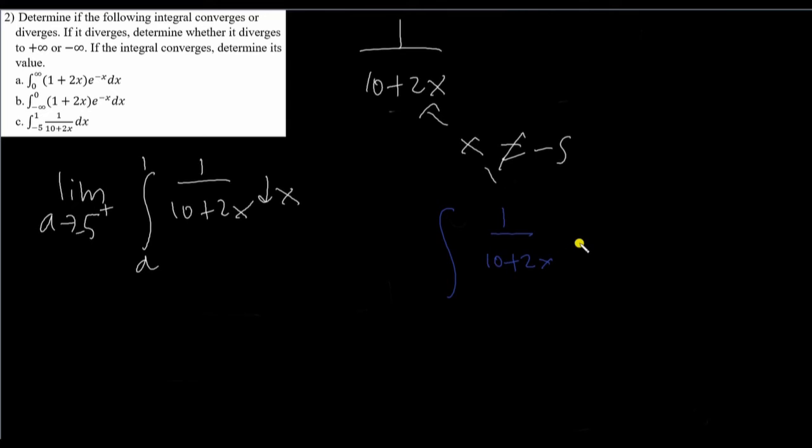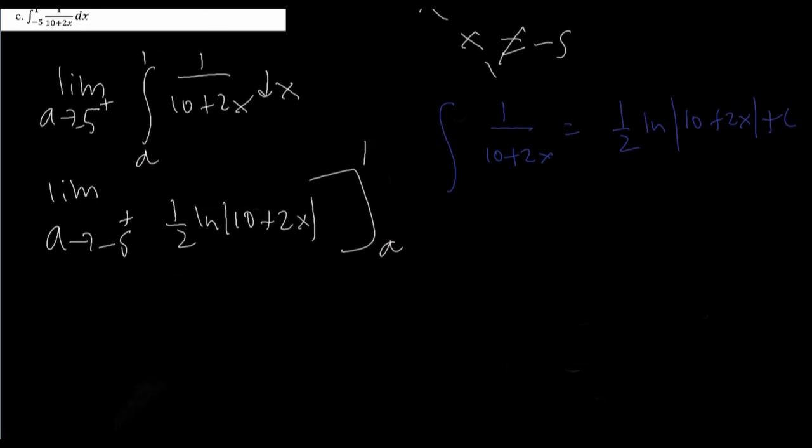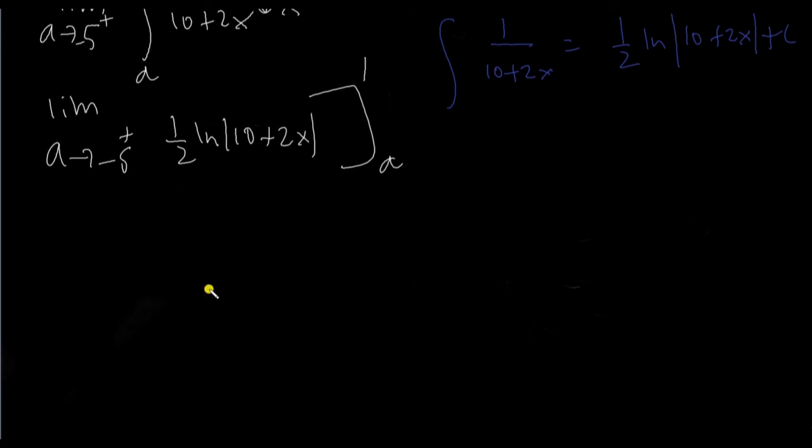This is just a simple u substitution. You do that, you're going to get 1 half ln 10 plus 2x plus c. And then if I take that and plug it back into here, I'm going to get 1 half ln 10 plus 2x from our bounds a and 1. So if I plug in 1, I'm going to get the natural log of 12 over 2 minus, and then let's look at the a part.